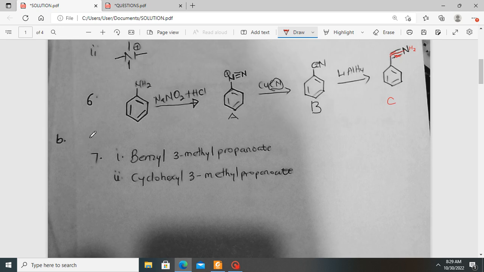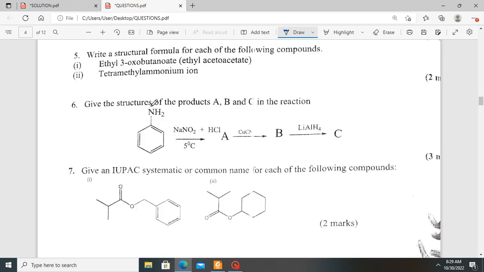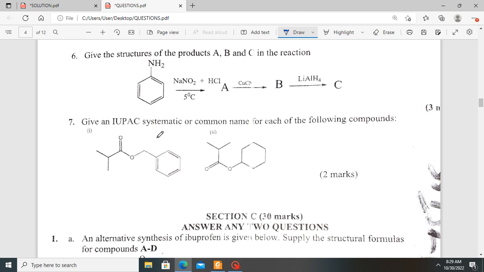The next question, which is question 7, we are to give the IUPAC systematic or the common name of each of the following compounds. So this compound, how are you going to name it? As an ester, this one is going to be named as benzyl 2-methyl propanoate. The 2 is because the methyl is on the second carbon of the propanoate. So benzyl 2-methyl propanoate, that's in here.